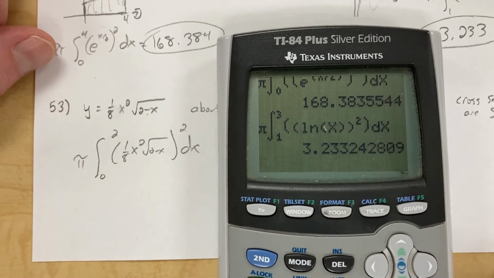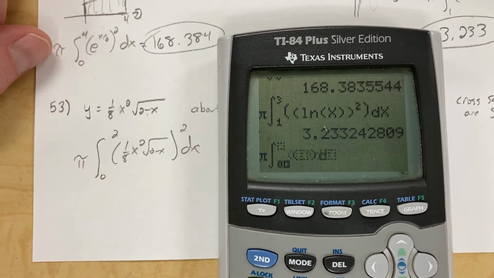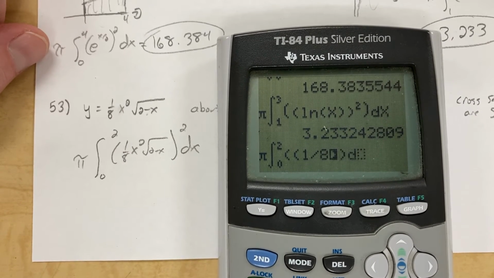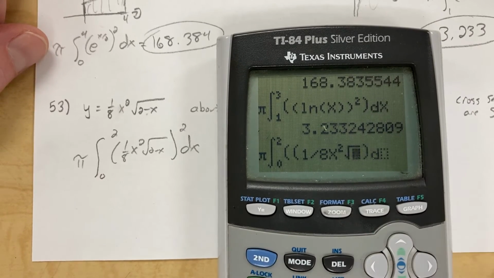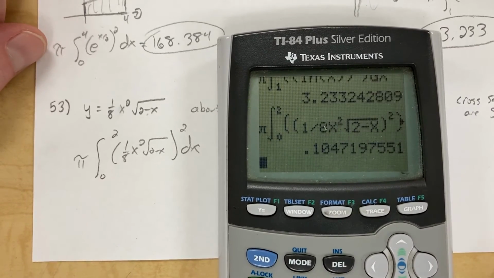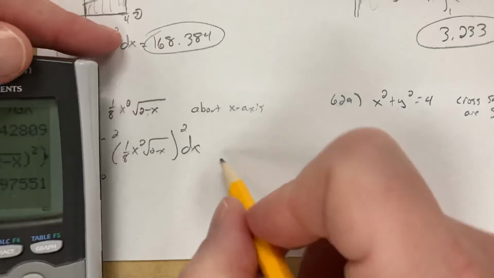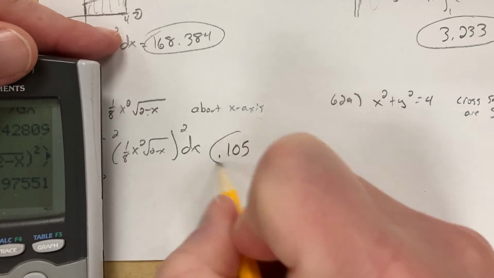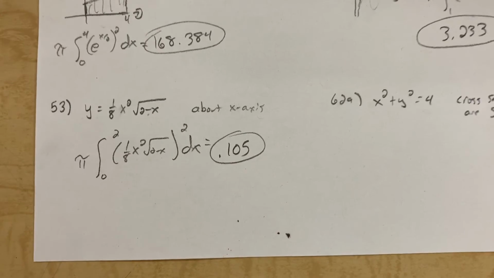So if I go pi and then math 9 from 0 to 2, parenthesis 1/8 times x squared times the square root of 2 minus x, end that one, okay? Close all of that up and square it, and then dx. We should end up with 0.105. So not very much. That's what we get there.